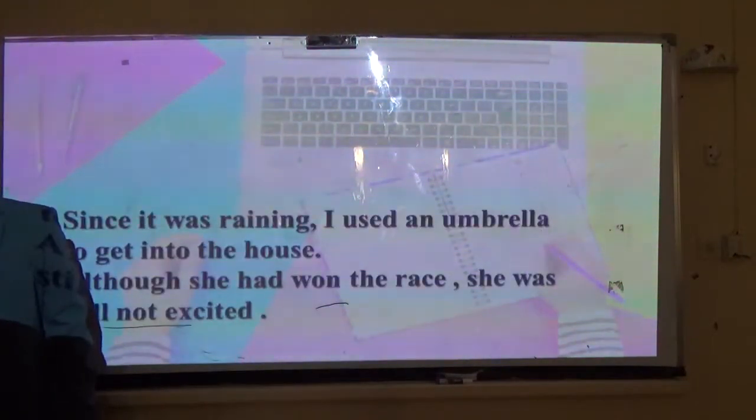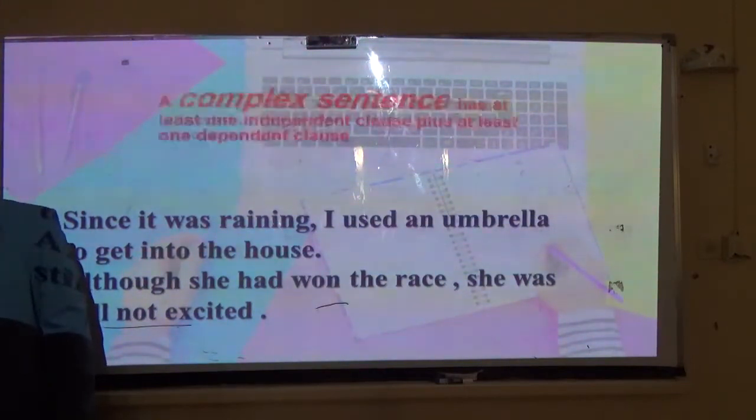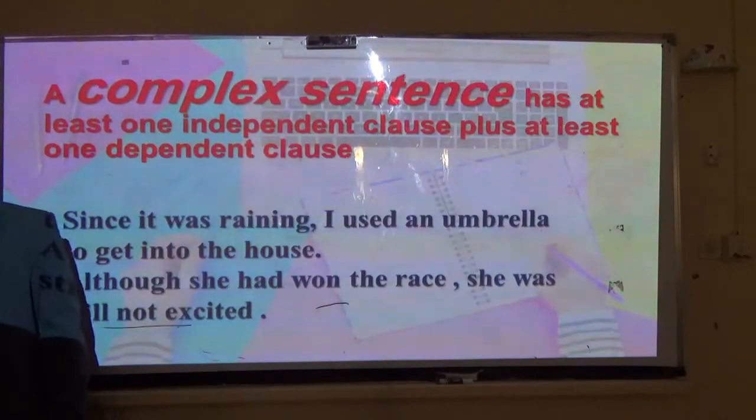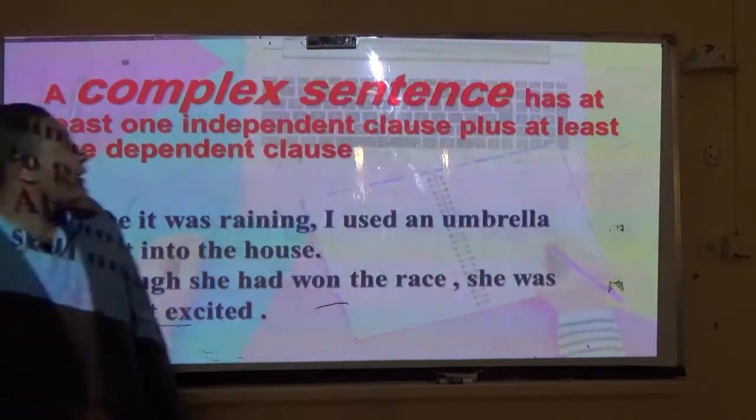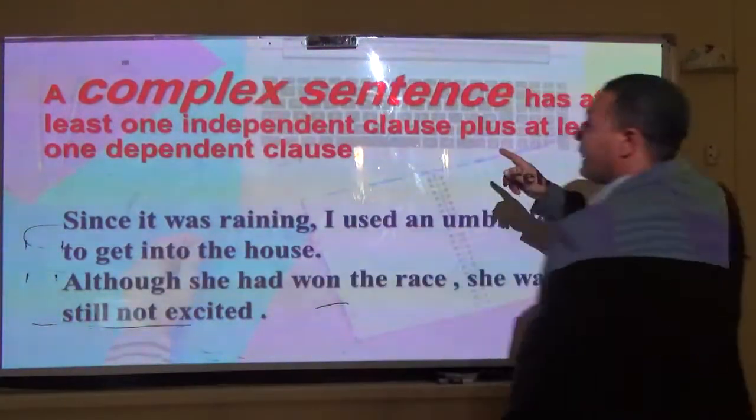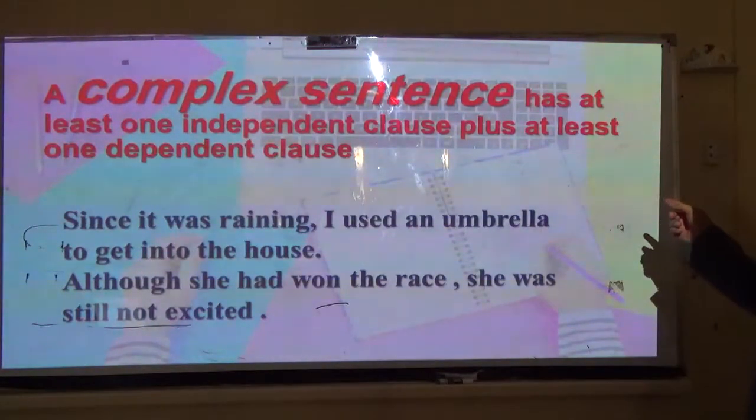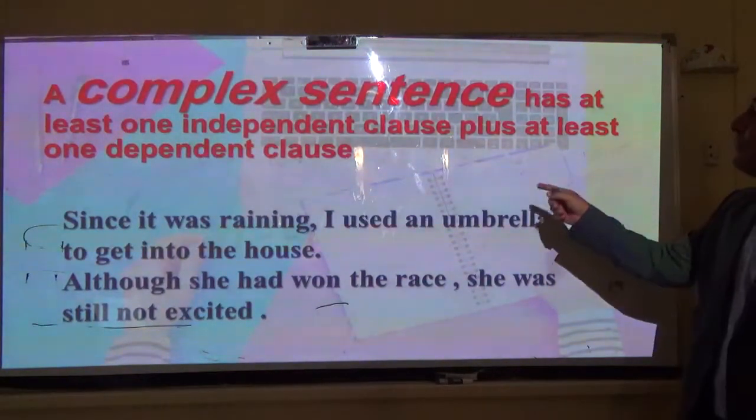What is complex? Since it was raining, these are some exercises. Since it was raining, I used an umbrella to get into the house. Although she had won the race, she was still not excited. These are two examples of complex sentences. What is a complex sentence? A complex sentence has at least one independent clause plus at least one dependent clause.